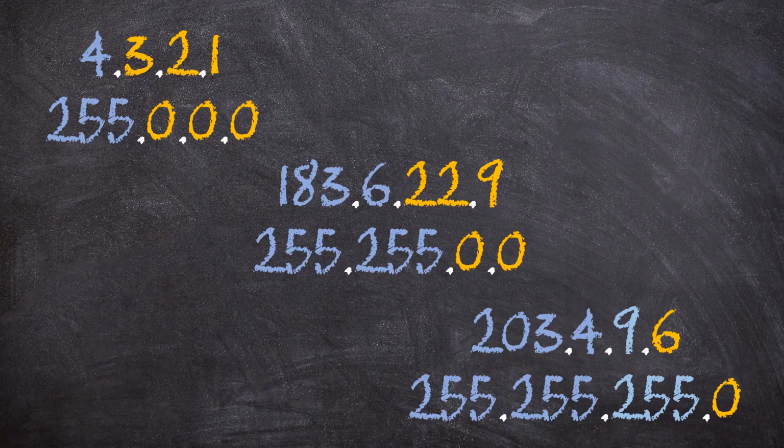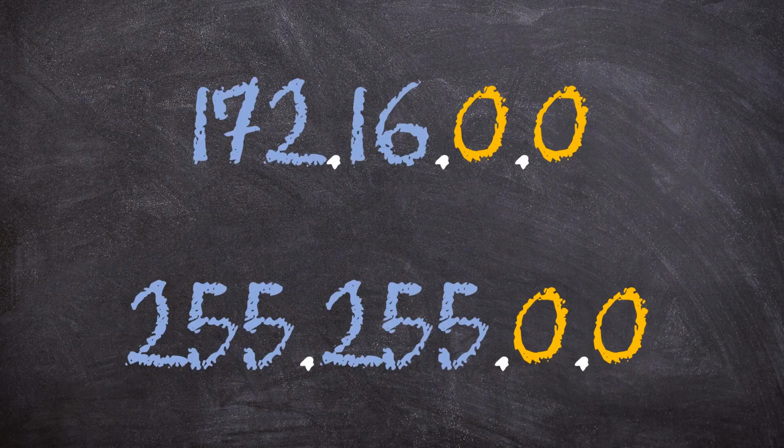The real power of CIDR is the ability to break a large network into small ones. We call this subnetting. Let's say that you have the classful network of 172.16.0.0. This would have the subnet mask of 255.255.0.0. This allows for about 65,000 hosts. That's a lot of hosts.